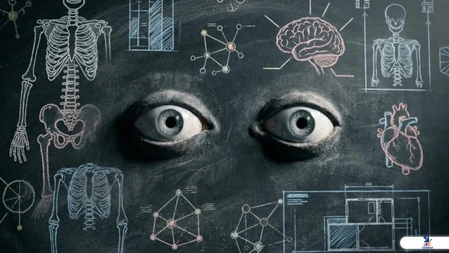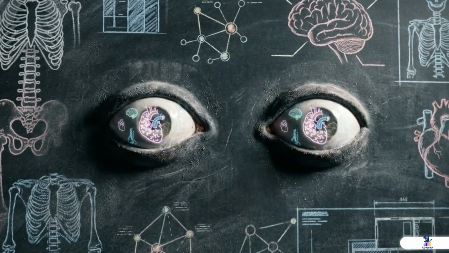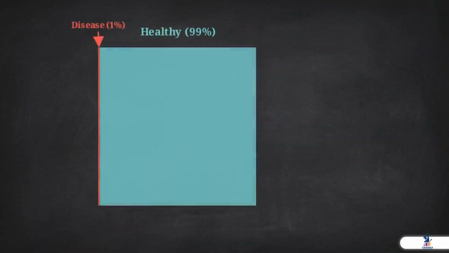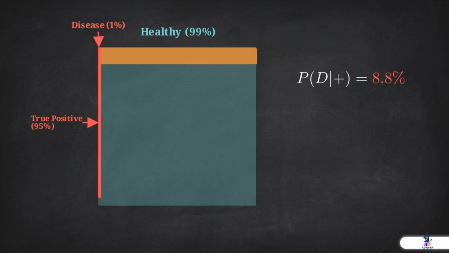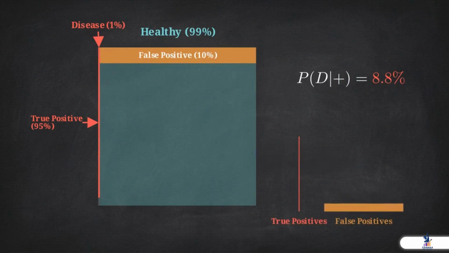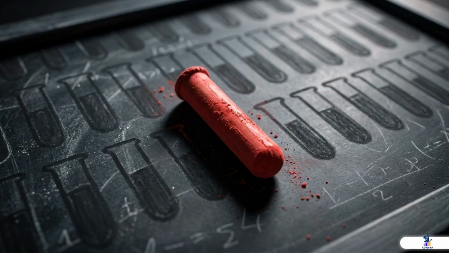Intuition often focuses on the test's 95% accuracy, ignoring the rarity of the condition. Bayes' rule forces a disciplined combination of the new evidence with the prior reality of the disease. Mathematically, the patient has just an 8.8% chance of having the disease. The volume of false positives from the healthy population outweighs the rare true positives. This is the base rate fallacy, the error of conditioning on the likelihood of evidence while ignoring the prior base rate.